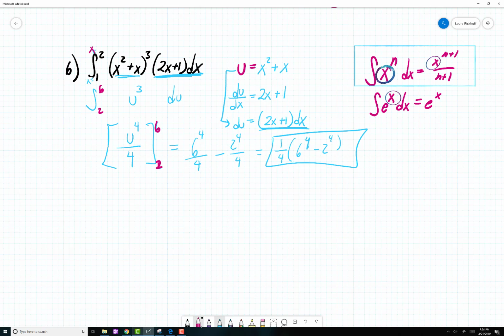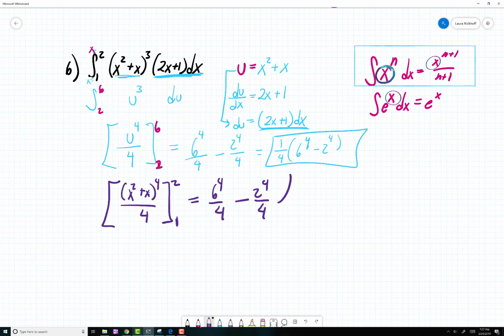But what you could do if you wanted another way to solve is to put the u back in, x squared plus x to the 4th over 4, and then since now it's in terms of x, you can use the original 1 and 2. And so notice when you put the 2 in, 2 squared is 4 plus 2 is 6. And 1 squared plus 1 is 2. And you get the same thing, right? So both ways are good to know.